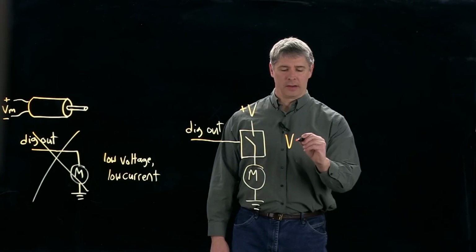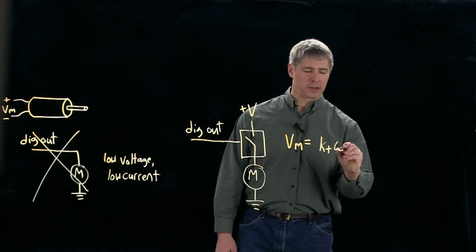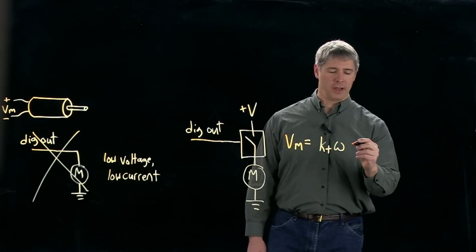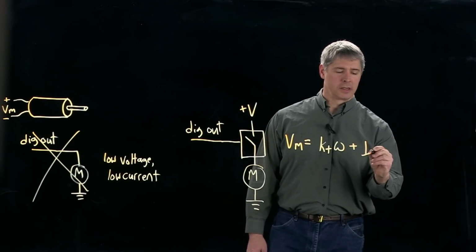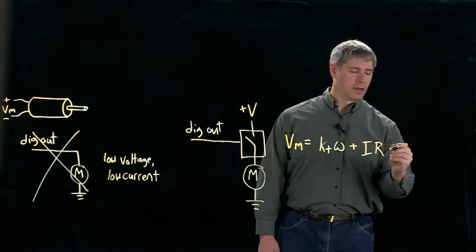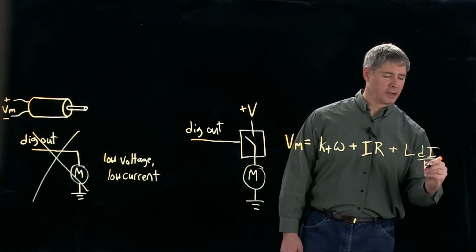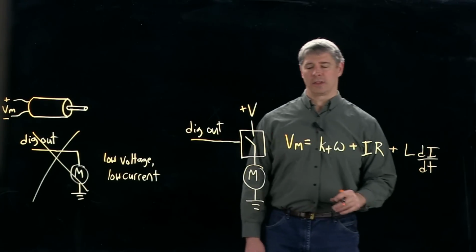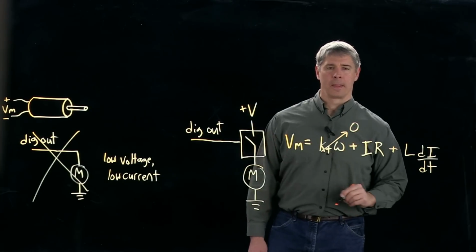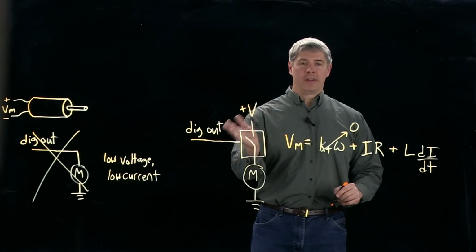So we know that the voltage equation for a motor is: the voltage across the motor terminals is equal to the torque constant times the angular velocity of the motor, plus the current through the motor times the resistance of the coils, plus the inductance of the motor times the rate of change of the current. Now let's assume that the motor is spinning slowly and just get rid of this term here. So now say that this switch has been closed for a long time and then we open it up.